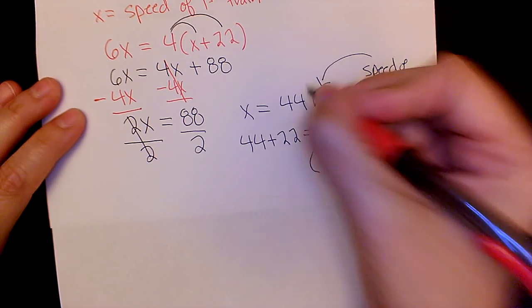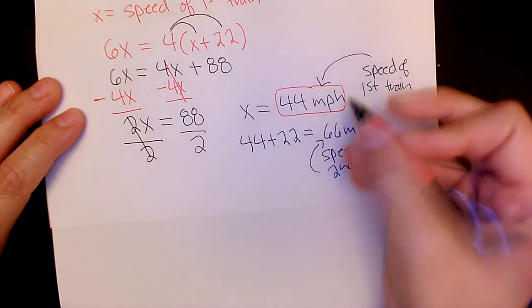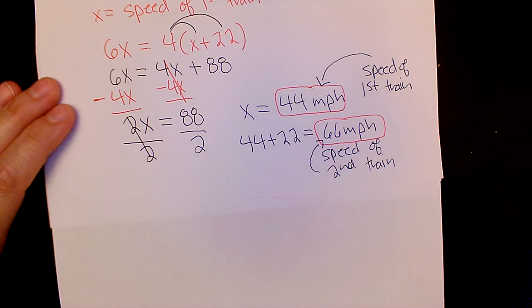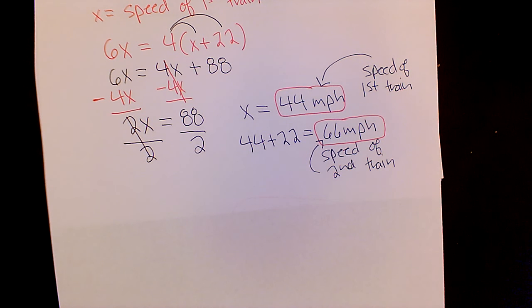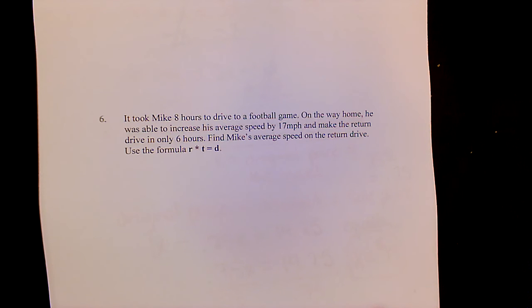So my answers are 44 miles an hour for the first train and 66 miles an hour for the second train. And again, if you need to pause and go back and re-look over the chart, how I worked out the problem, you can by all means do that, and also let me know if you have any questions in class or online.